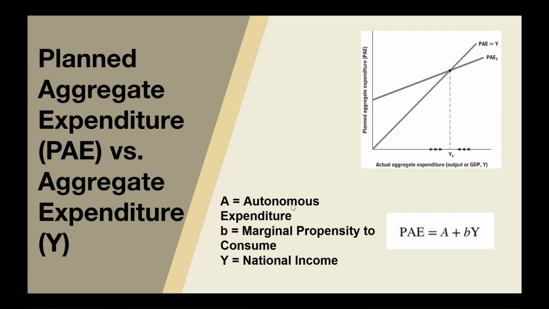When we discuss autonomous expenditure, this as a whole means the base level of spending that occurs when the income is zero in an economy. It sets the intercept of the PAE line. Marginal propensity to consume is how much spending increases when PAE rises. It determines the slope of PAE as a whole, which allows us to create this equation and allows us to have a better understanding of planned aggregate expenditure versus actual aggregate expenditure.